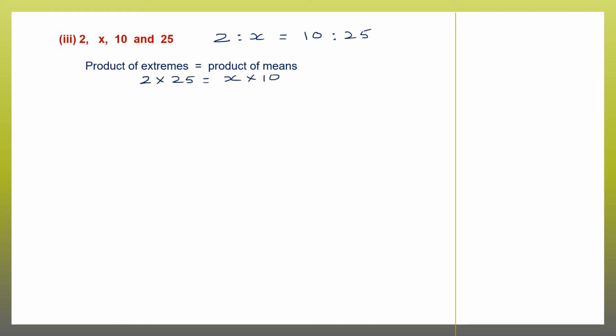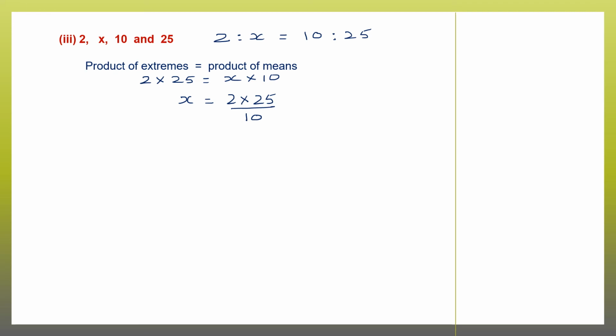Question 3. 2, x, 10 and 25. Let's make them two ratios. 2 is to x is equal to 10 is to 25. Product of extremes equals product of means. So that is 2 into 25 equals x into 10. So to find x, I'll bring it to the left hand side. 2 into 25 from the left, I'll move it to the right. So it becomes 2 into 25 and 10 becomes division.